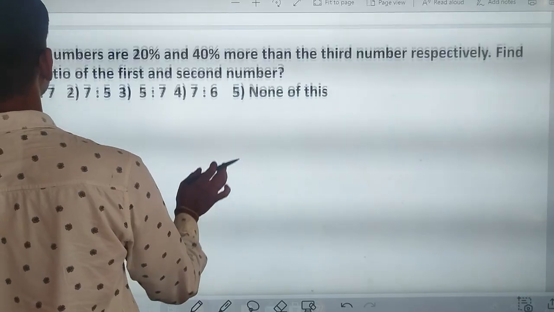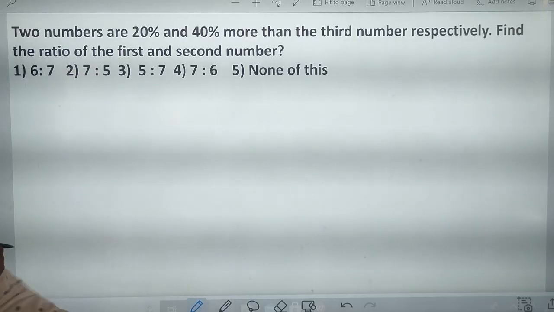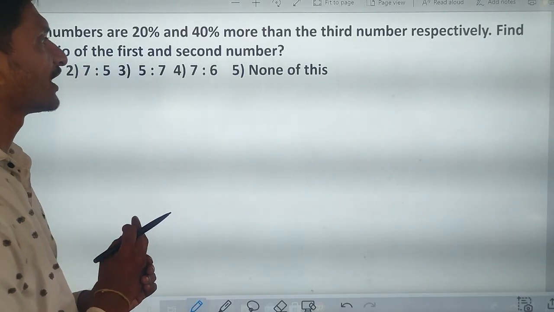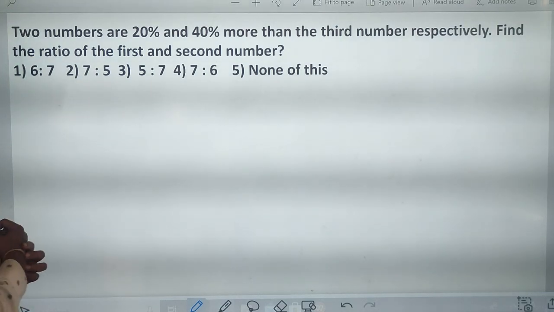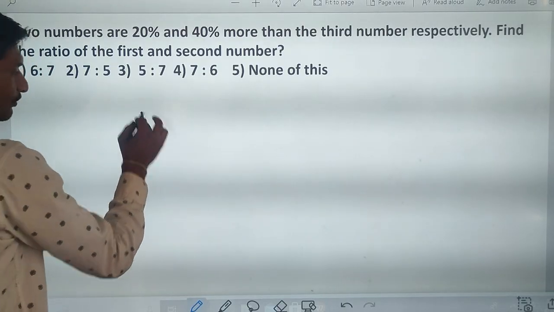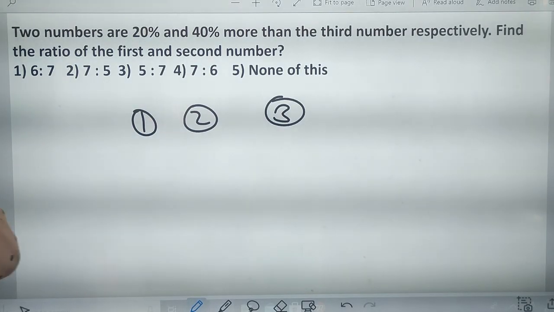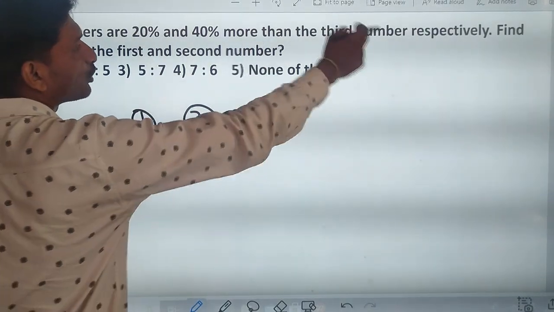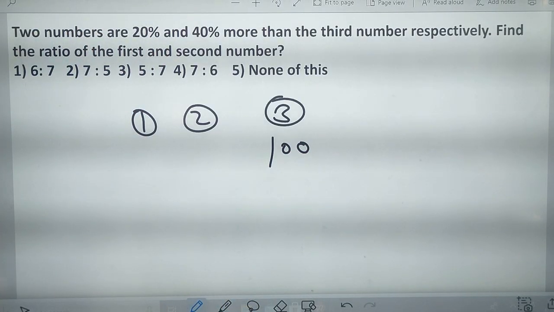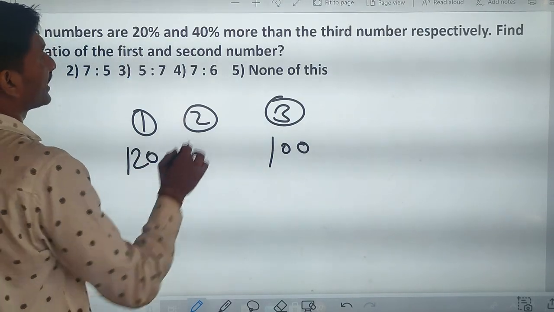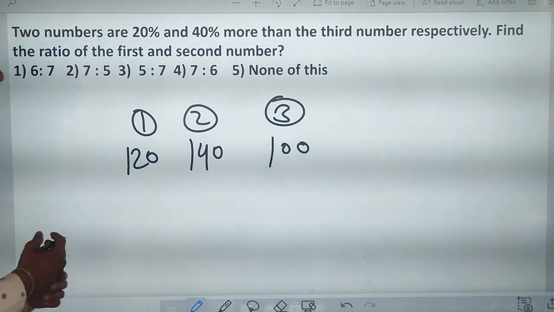Next. The two numbers are 20% and 40% more than the third number respectively. Find the ratio of the first number to the second number. Here we write three numbers: 1, 2, 3. If we consider the third number is 100, then the first number is 120 and the second number is 140.